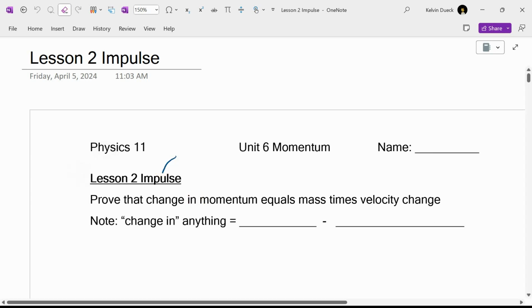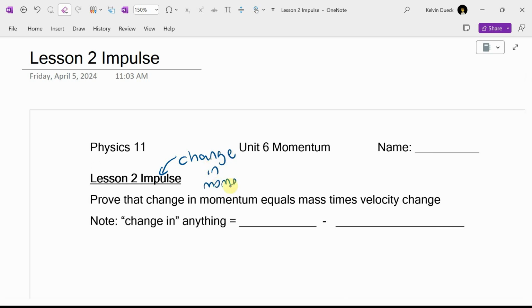Impulse is change in momentum. Those are equivalent terms. Don't write that down. If you see the phrase change in momentum, you can also say that's the same as a word that starts with letter I. If you see the word impulse, you can think that's actually the change in momentum.